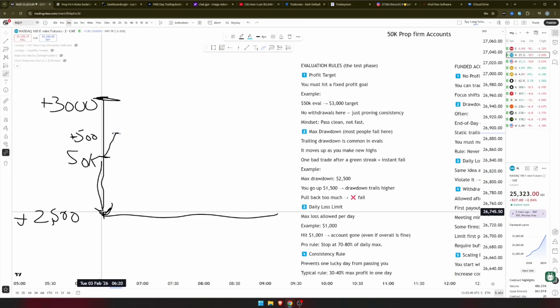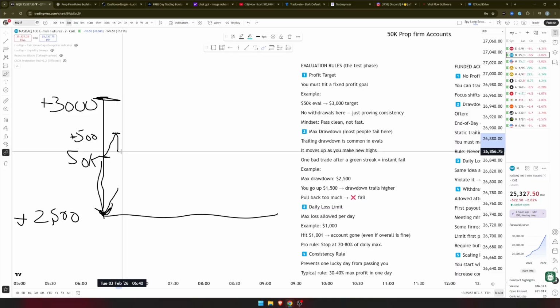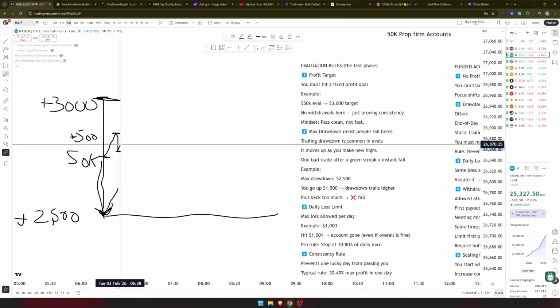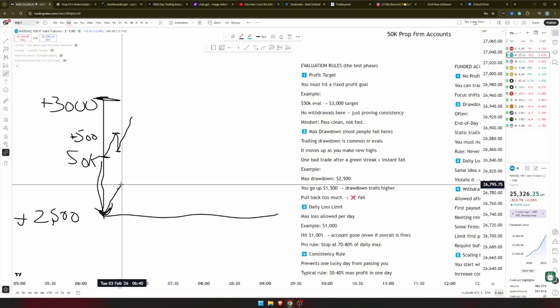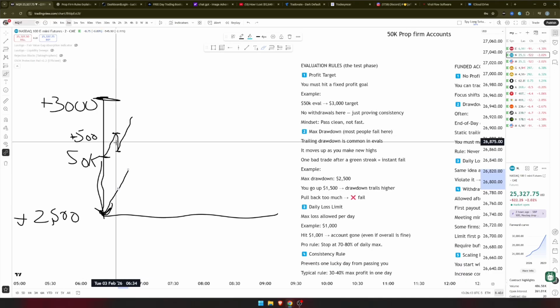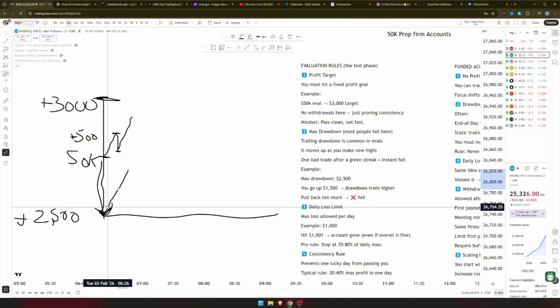But now we have the trailing drawdown that's going to go up 500 and follow us behind us. Now let's just say we lost 300 on that day. So now this is a 300 mark. The trailing drawdown is going to stay there. But now let's say we go back up another 500. That trailing drawdown is going to follow us. So the more higher highs you make in profit, the more the trailing drawdown is going to follow you, if that makes sense.